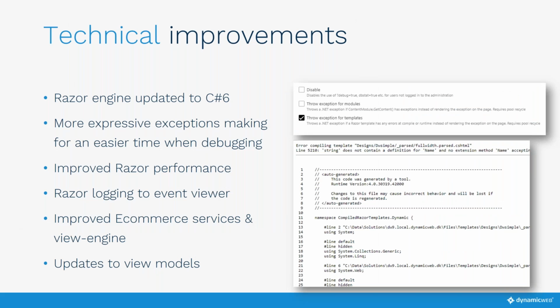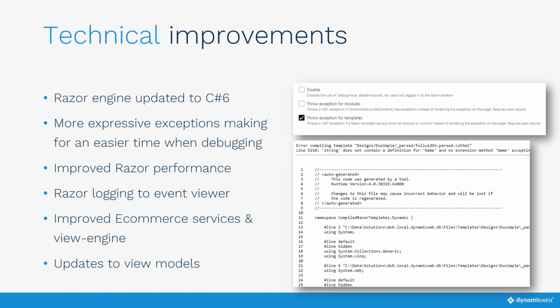We have a number of technical improvements. I'm just going to give you a few of them, the most important ones. The Razor engine that is handling all of the templates in Dynamicweb has been updated. It's now Roslyn based and supports C# 6, which makes it possible to do a lot of new fun things, especially the question mark notation, as we have been lagging a lot. And now you get some very expressive exceptions that make it much easier to debug and see exactly what goes wrong, instead of just having an exception somewhere in your template.